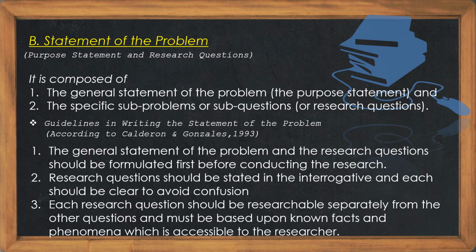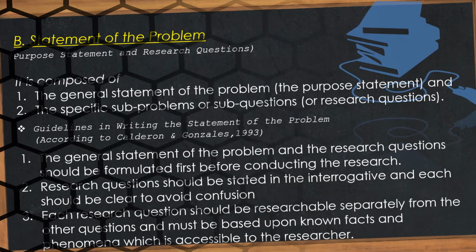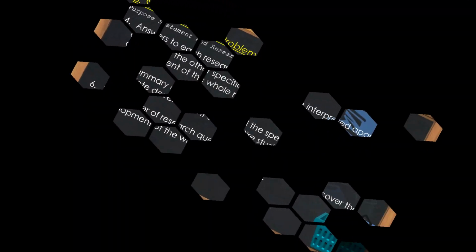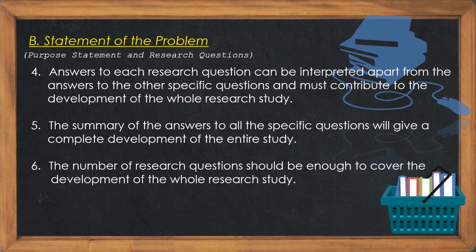Number 4, the answer to each research question can be interpreted apart from the answers to the other specific questions and must contribute to the development of the whole research study. The summary of the answers to all the specific questions will give a complete development of the entire study, and the number of research questions should be enough to cover the development of the whole research study.